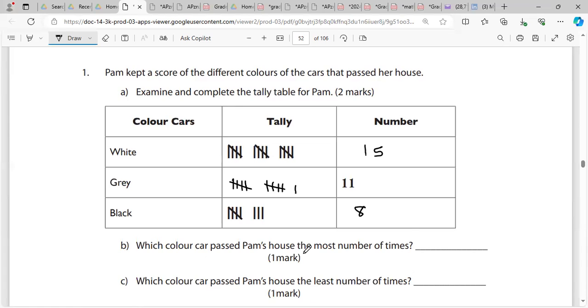Alright, which color passes Pam's house the most number of times? And that would be white. Still have 8 minutes, guys. Which color passes Pam's house the least number of times? And that is black.